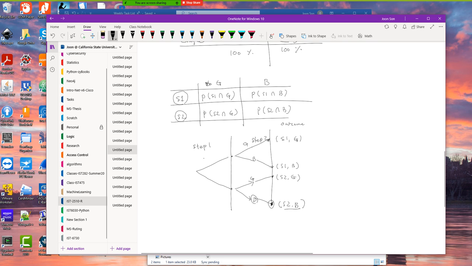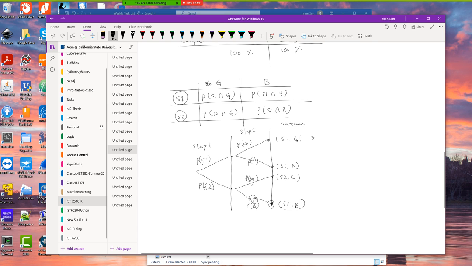So this one is S1, and S2. So what I can do is the probability that it's S1, and this is the probability that it's S2. And for step number 2, simply this probability is G, and then this probability is B, and then this probability is G, and this probability is B, right?